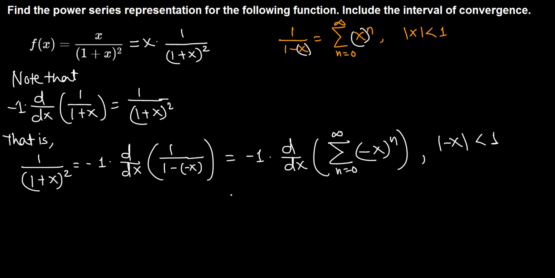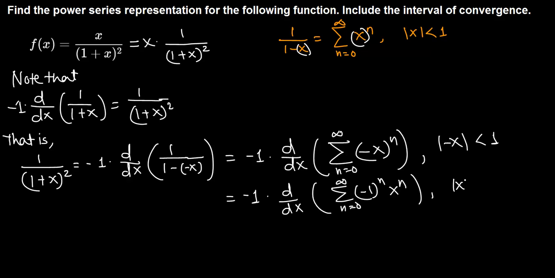So let's continue this. Negative 1 times, let's simplify inside and then take the derivative. This is the sum n from 0 through infinity. Negative x to the n is the same as negative 1 to the n times x to the n, because negative x is the same as negative 1 times x. And the absolute value of negative x is the same as the absolute value of x less than 1.